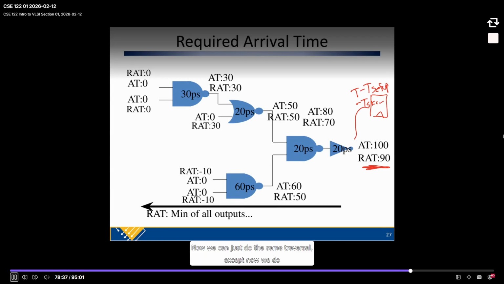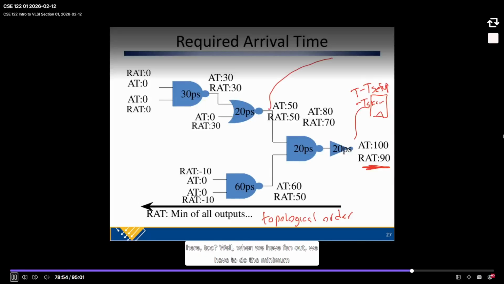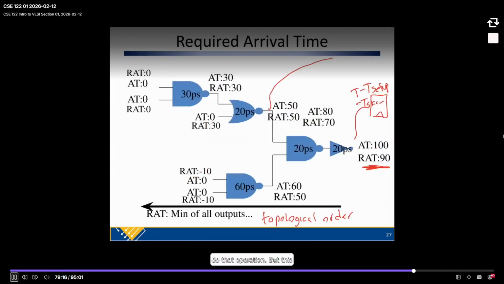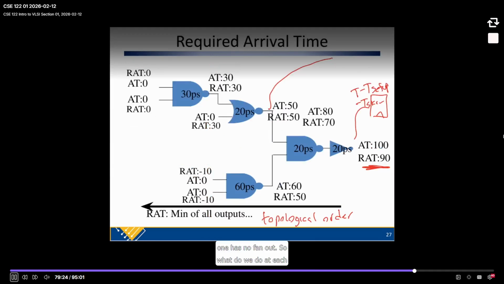Now we can do the same traversal, except now we do a topological traversal backwards. Why does it have to be topological backwards? Well, what if this one fans out over here too? When we have fan out, we have to do the minimum operation. I'm not showing that right here, but I showed it on the previous slide. We have fan out, we go backwards. We have to know the required times on the fan out before we can figure out the required time at the output of that gate, because otherwise you can't do that operation. But this one has no fan out.